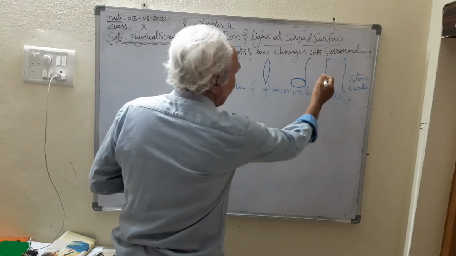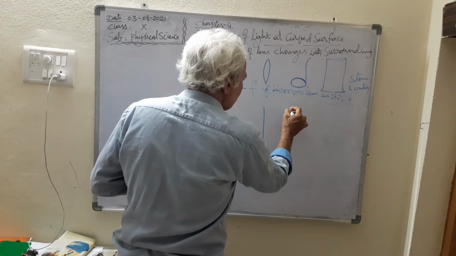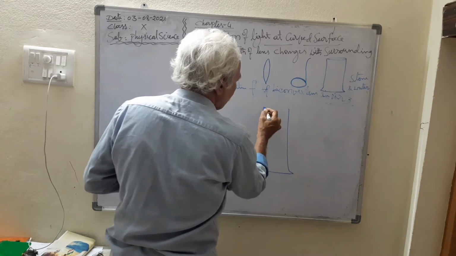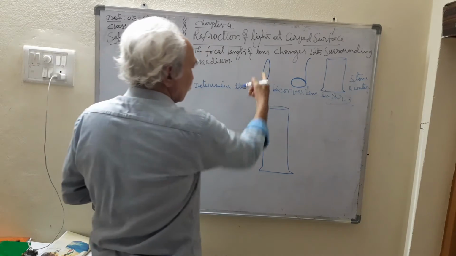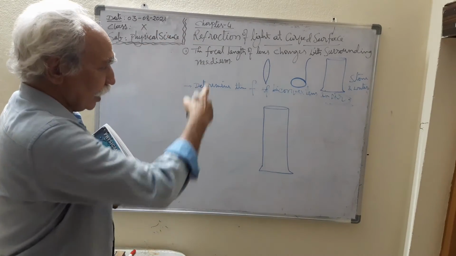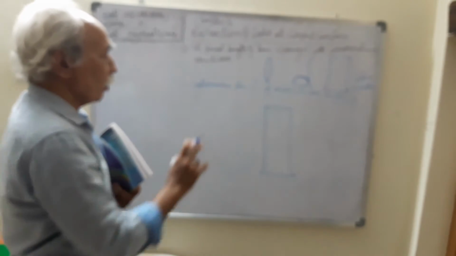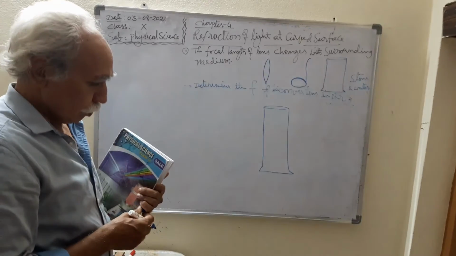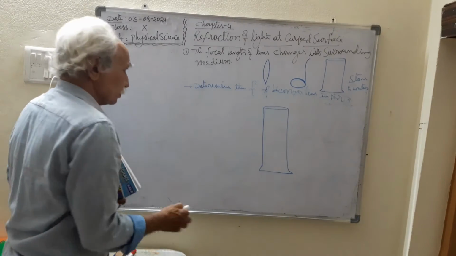Now take a glass jar or a glass cup. Its height is 4 times the focal length of the lens. Suppose the focal length is 10 centimeters, the height of the jar is 40 centimeters. If the focal length is 15 centimeters, the height of the jar is 60 centimeters. Like that, we should take the jar height as 4 times the focal length of the lens.